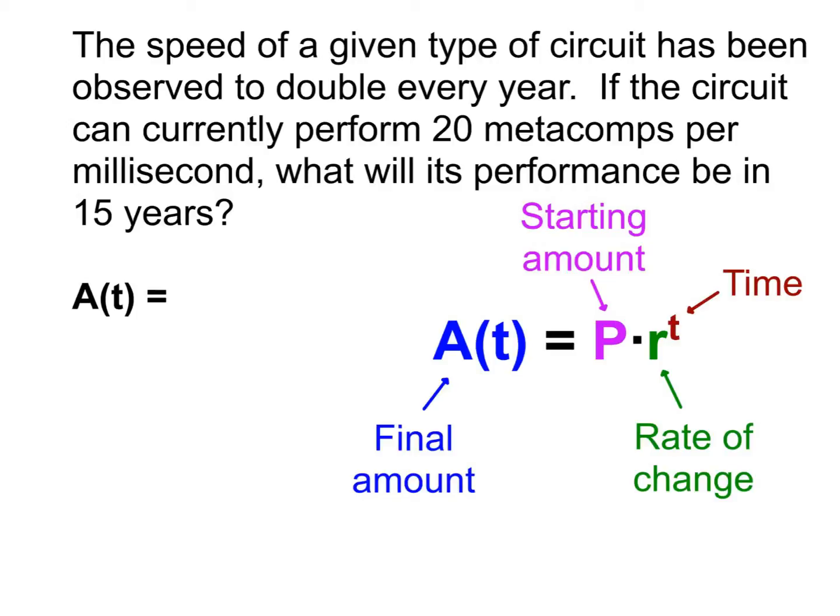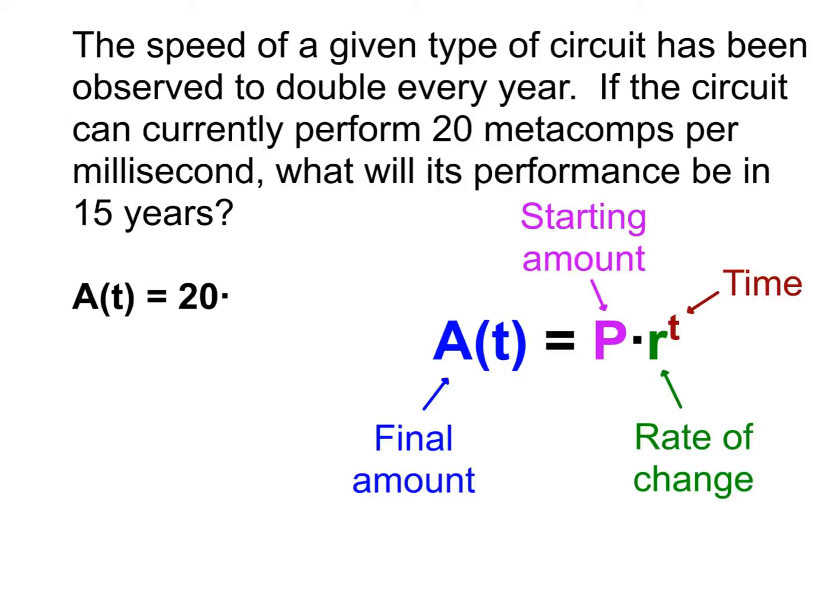From here, we now need to get in the P value. Now notice what P represents. It represents the starting amount. Because P, in case you're interested, why is it P? Because P stands for principal, which is another word that represents starting amount. So what is our starting amount in this particular problem? 20, absolutely. So I know A of t equals 20 times something.